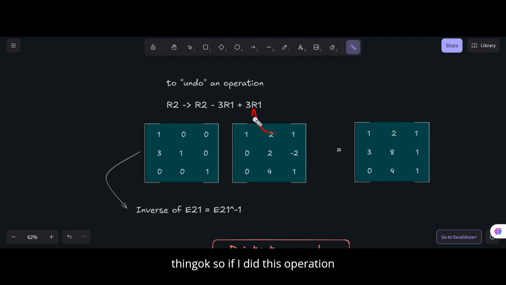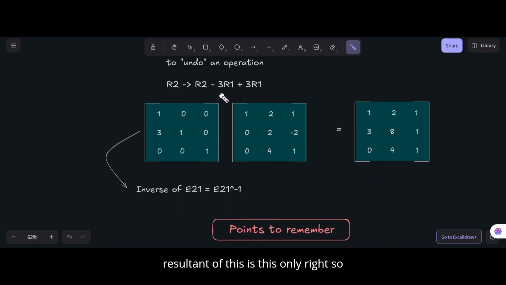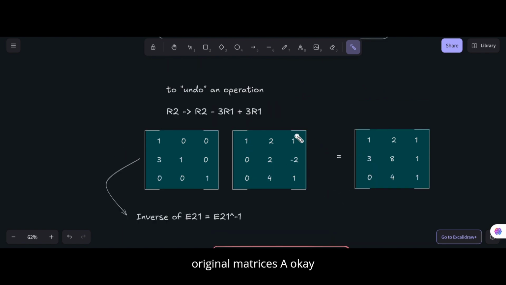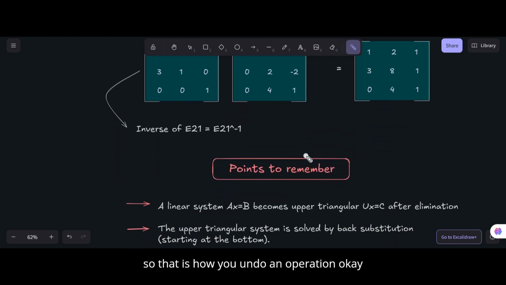If I did this operation, I would simply add what I subtracted. So to undo this, I multiply the resultant that I got with the inverse of my elementary matrix. This is the inverse of the elementary matrix that I performed. If I multiply it with the resultant, I would get back my original matrix A. So that is how you undo an operation.